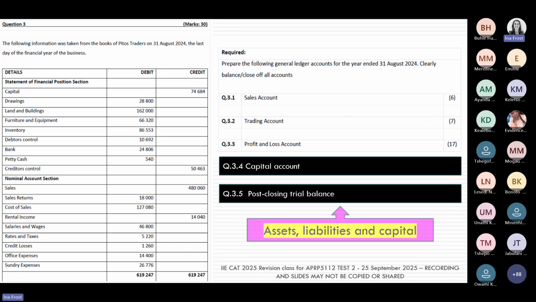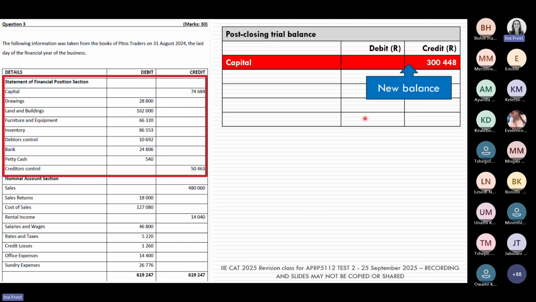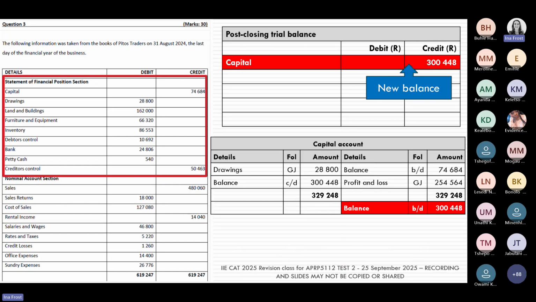So let's look at that trial balance then. We begin with our brand new capital balance. And remember, that's the one from the capital account, where we subtract the drawings and add the profits. And then we're just going to copy over all of the assets and all of the liabilities.